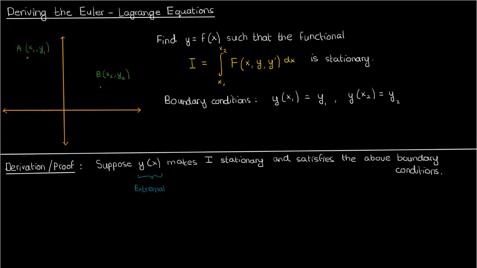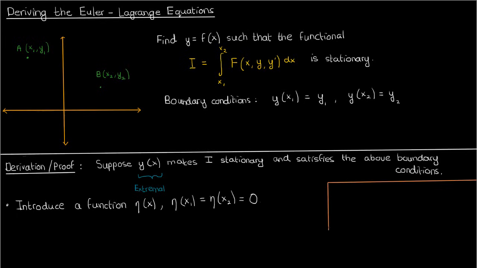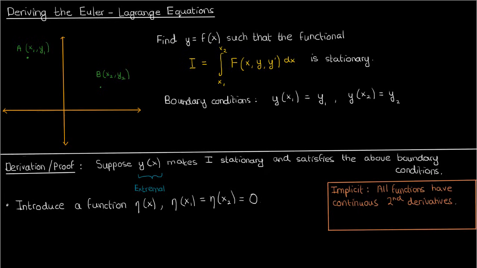Now, what we're going to do here is introduce a function eta of x. The only condition on eta is that it has to be 0 at the boundaries x1 and x2. Otherwise, eta is just a completely random function. By the way, in this entire discussion, it's implied that these functions y, eta, and basically all the functions we're concerned with all have continuous second derivatives. So just keep that in mind.